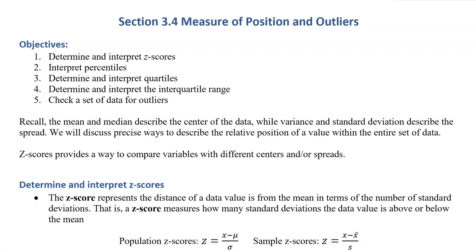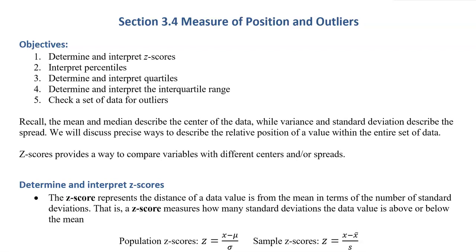Welcome to section 3.4, Measure of Position and Outliers. In the previous section, we talked about the mean and the median as ways to describe the center of the data, while variance and standard deviation were used to describe the spread. In this section, we are going to discuss precise ways to describe the relative position of a value within the entire set of the data.